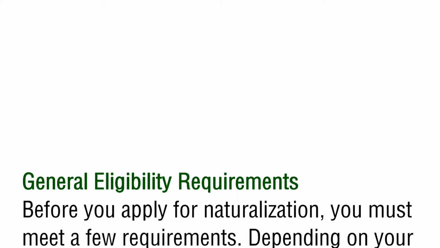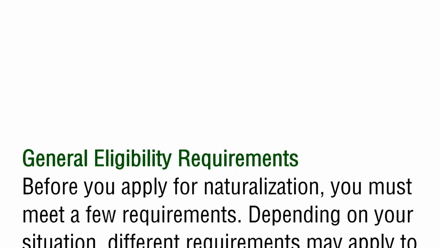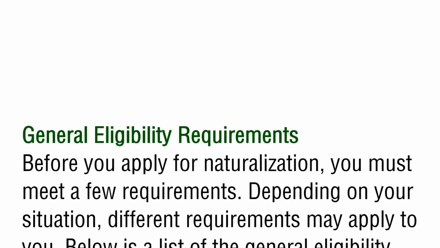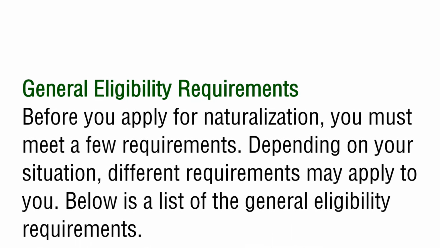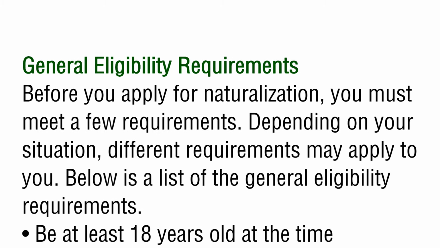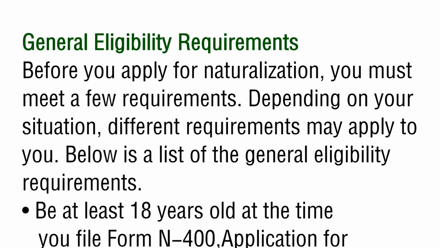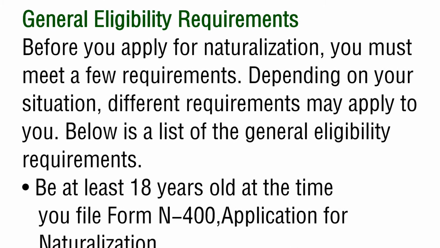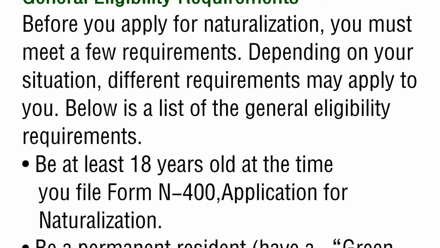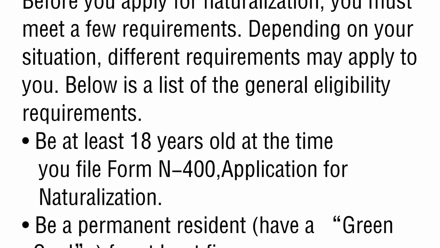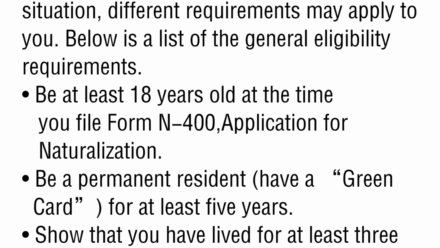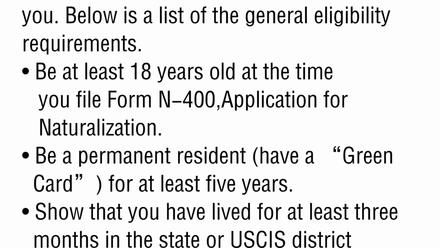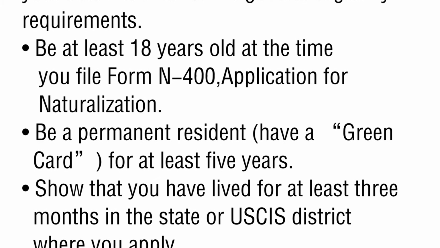Page 2. General eligibility requirements. Before you apply for naturalization, you must meet a few requirements. Depending on your situation, different requirements may apply to you. Below is a list of the general eligibility requirements. Be at least 18 years old at the time you file Form N-400, application for naturalization. Be a permanent resident, have a green card for at least 5 years.